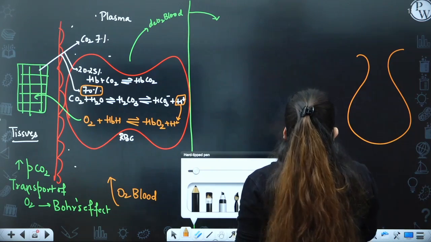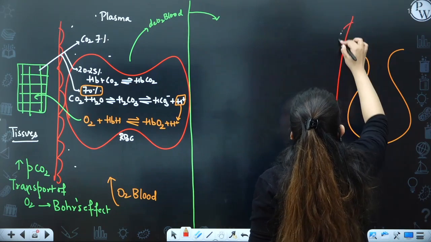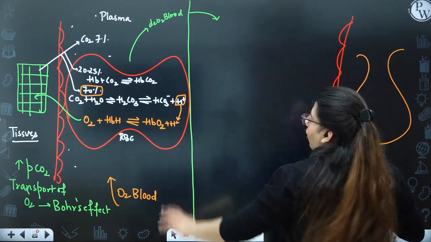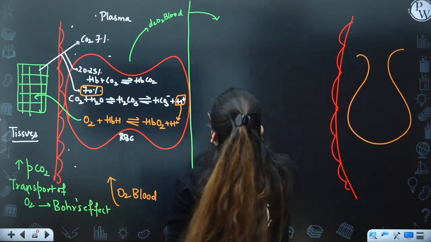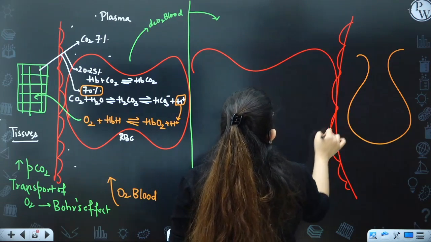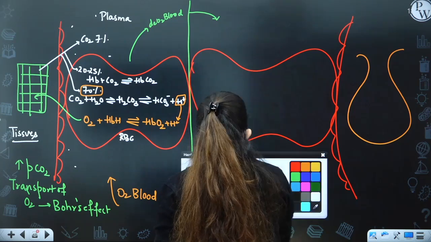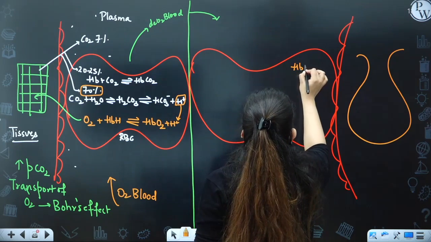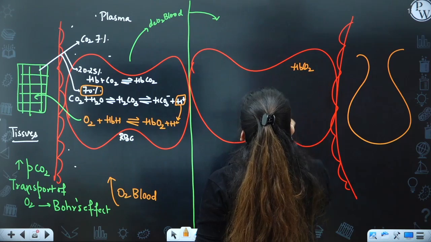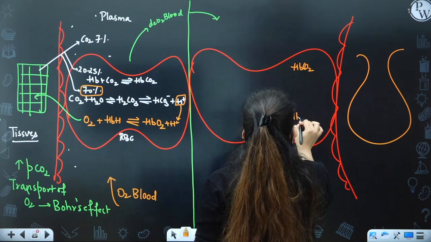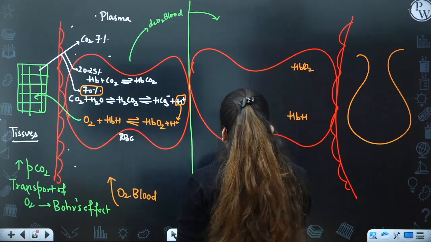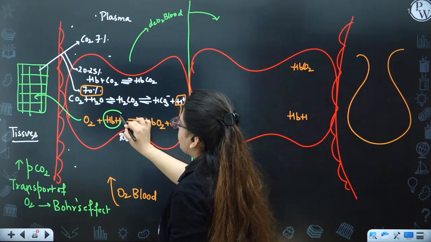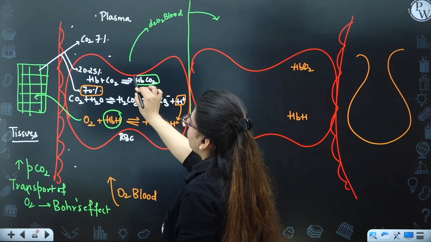Again in the alveoli, we have this epithelium and now this RBC. This RBC here is carrying some stuff. What is it? First, it has formed HbCO2. Second, it has formed HbH. So these two products have been formed here. One is HbH and another is HbCO2.